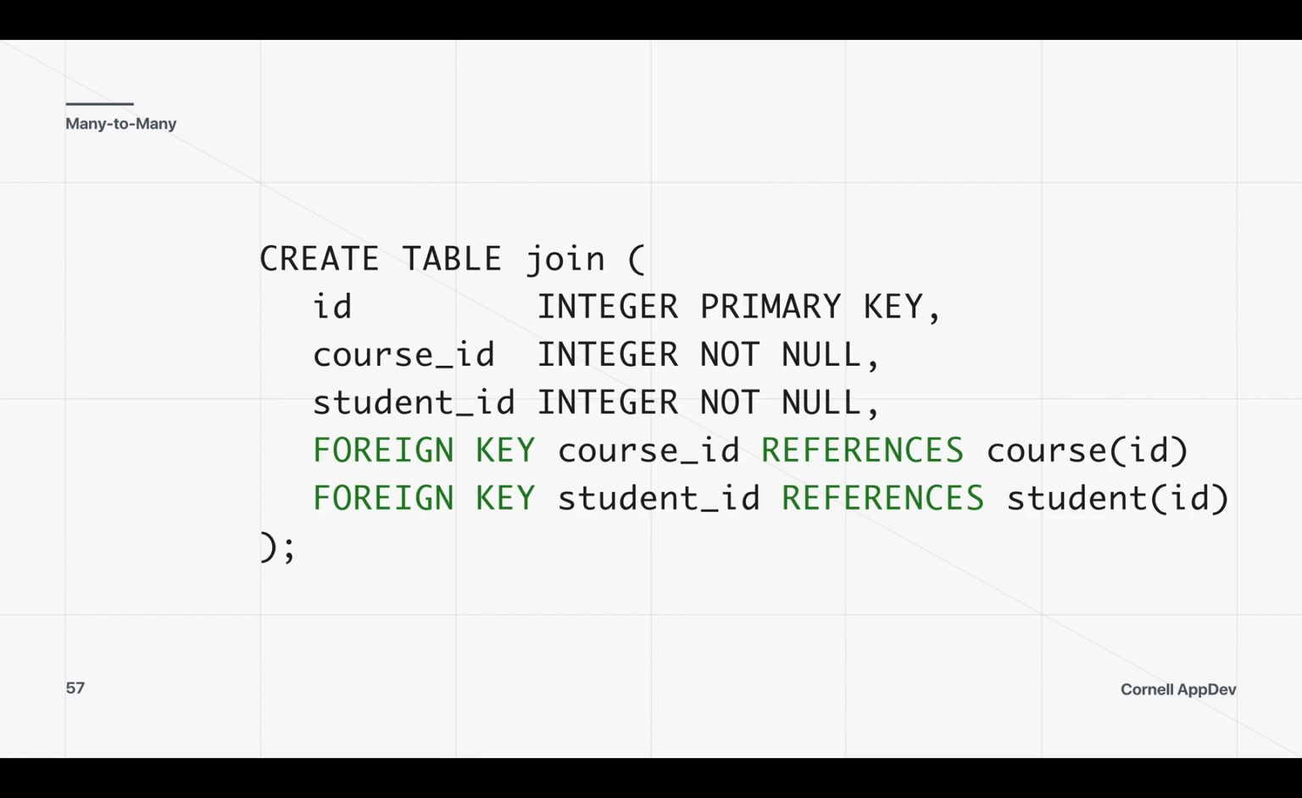They both have to be not null. We don't want to have a relationship where student ID is 2 and then course ID there is null, because that wouldn't make sense in the context of our application. And then for each of these foreign keys we're defining, we have to explicitly define the foreign key reference. So foreign key course ID references the course table's ID column, and then the foreign key student ID references the student table's ID column.